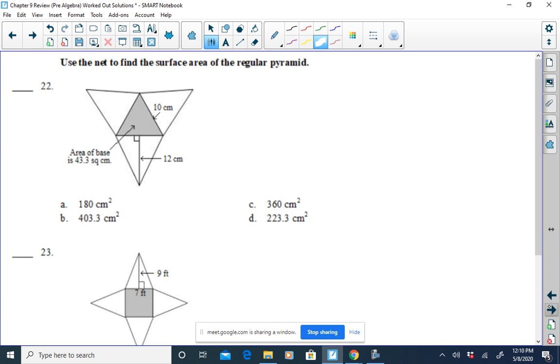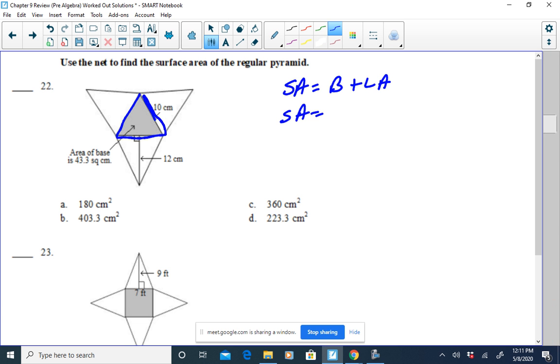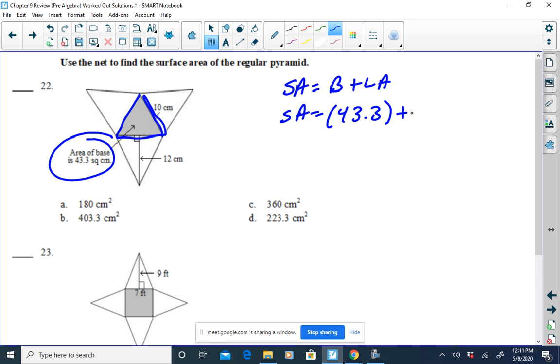Okay, 22 is, what are we looking for? Surface area here. So surface area is equal to the base area plus the lateral area. But we're given the net here, which makes it a little different because we're actually told that the area of the base is 43.3. So we just need the lateral area. And the lateral area is 3 triangles that are 1/2 times the base and the height, and the base and the height are going to be 10 and 12.